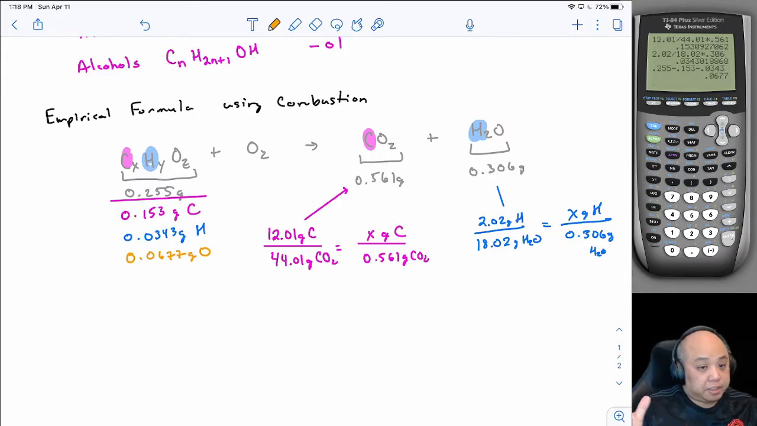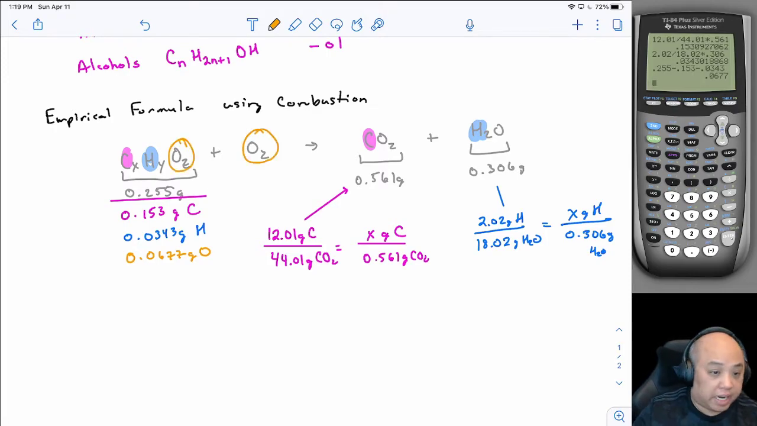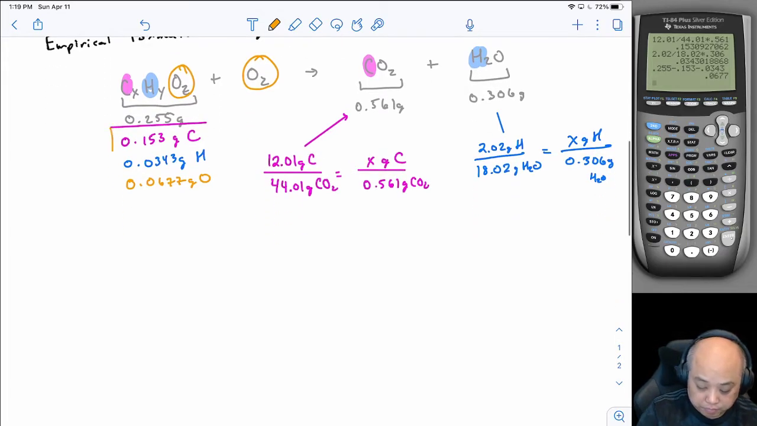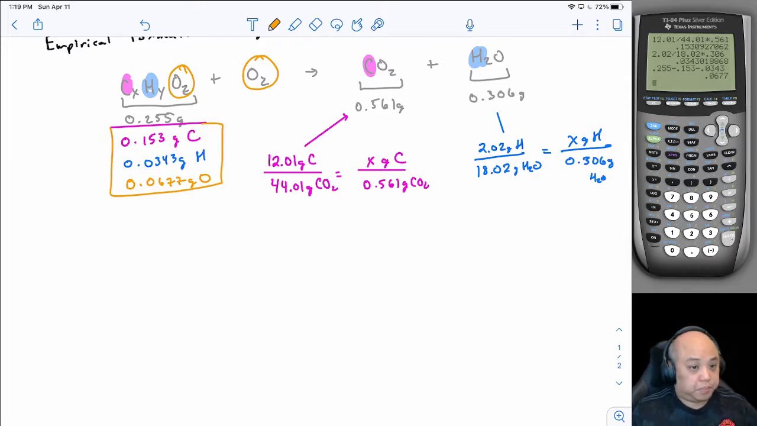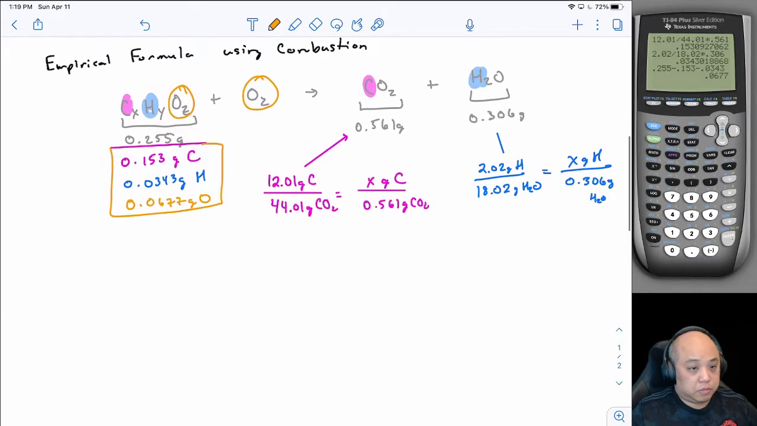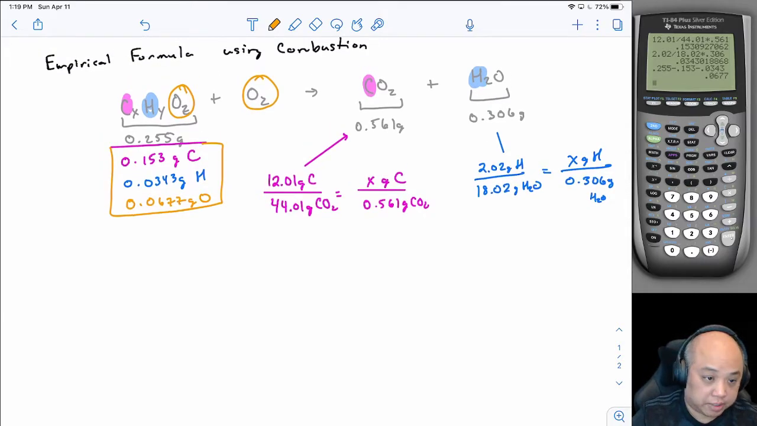The reason why we can't do the oxygens on the right like we do with carbon and hydrogen is because there's 2 sources of oxygen in our reactants. So we don't know which source is contributing that, so it wouldn't give us the right amount of oxygen if we did that. It wouldn't add up to 0.255. So we have to subtract the carbon and the hydrogen from it to get those values. Okay. Any questions about how I solve for those values?